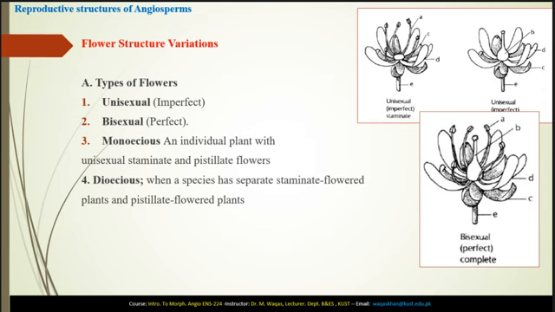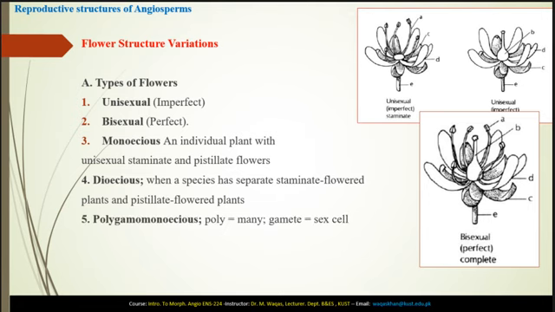The fourth one is dioecious. Di means two. Dioecious: when a species has separate staminate flower plants and pistillate flower plants. Means one plant has a separate staminate flower, and the other plant of the same species contains the pistillate flower.